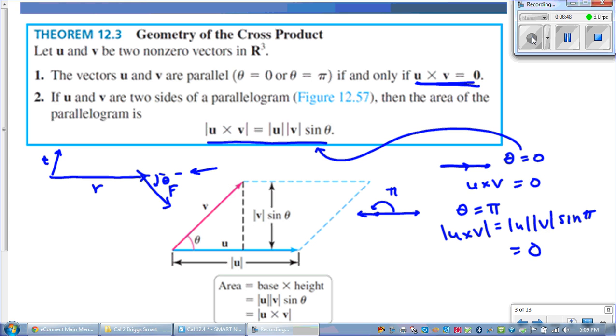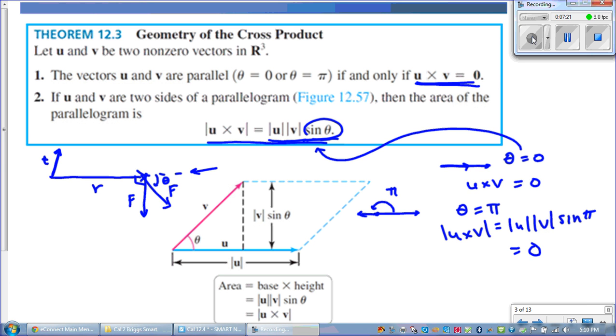Now, the biggest torque occurs when theta is equal to pi over 2. So if we apply the vector F at a 90-degree angle from R, that will cause sine of theta to be the largest it can be, which is 1. And we will have the greatest torque, the greatest twisting action, in that vector that's perpendicular to the plane containing R and F, which will be just the magnitude of u times the magnitude of v, or the magnitude of R times the magnitude of F.